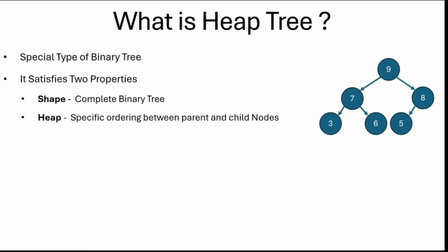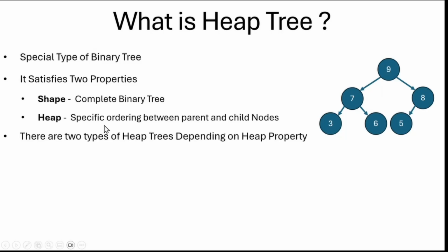The second property is very important. And that is why it is called as heap tree. The second property is a heap, which is basically the specific ordering between the parent and child nodes. So how these parent and child nodes are related, that heap property we will discuss. So there are two types of heap trees depending on the heap property.